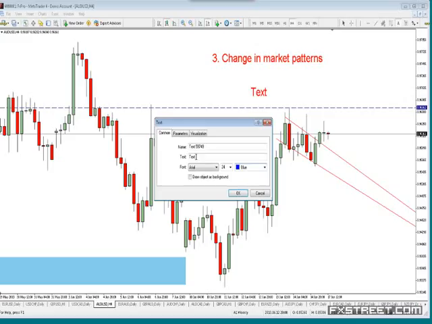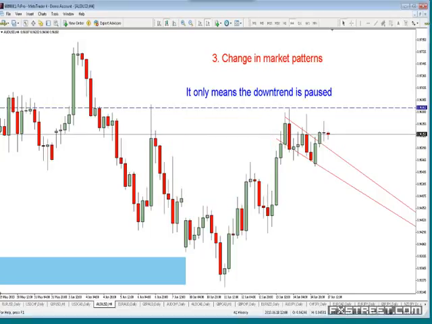Just because it's a change in market pattern doesn't mean it's an uptrend. It only means the downtrend is, how do we say, paused, okay? And that's the case with all of these things that we've talked about today. We talked about the price action triggers, the naked forex patterns. That just means that the downtrend or the uptrend is paused.